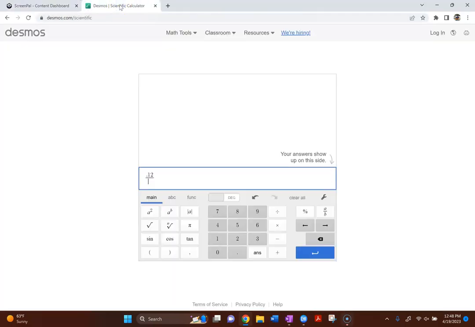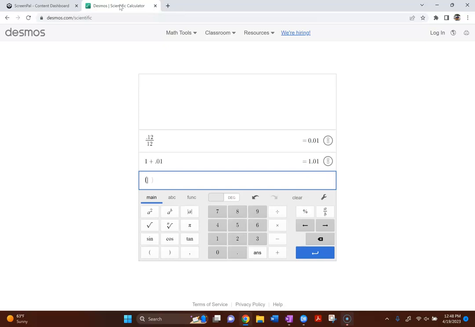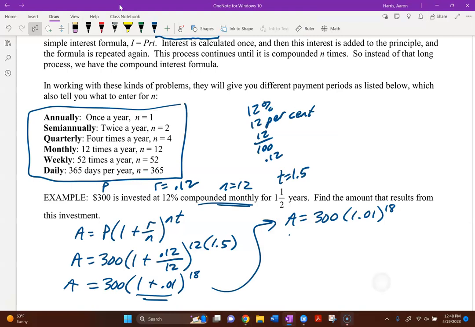Again, just to walk you through, we did 0.12 divided by 12, and then we had 1 plus that 0.01, that's in our parentheses, 1.01, to the 12 times 1.5, which is 18. And that gives you 1.96147, and so on. Again, don't round it off till the very end. You don't want to have what's called rounding error. So try not to round anything until the end.